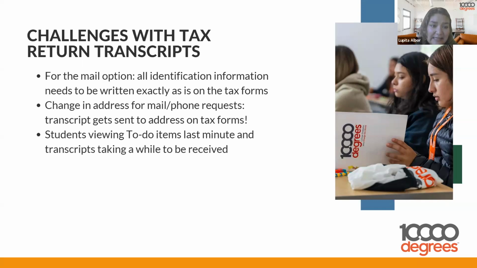For the mail option, sometimes the identification information needs to be written exactly how it is on the forms. So some of the challenges we face is that on the tax form, they have abbreviated something like street in their address, but on the request, they're spelling out street fully, and it's not linking up. Or if they change addresses or phone numbers, it won't provide them with the tax transcripts. So it has to be exactly whatever information is on the taxes.